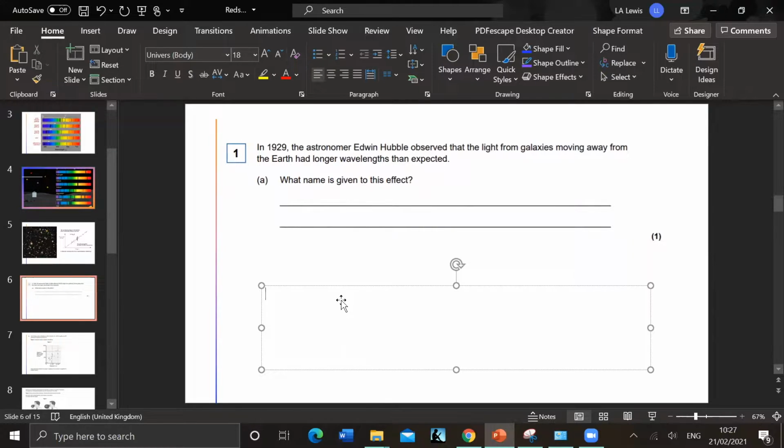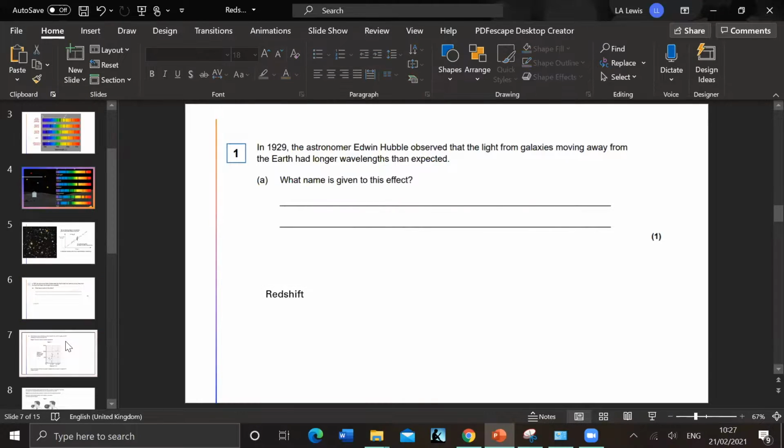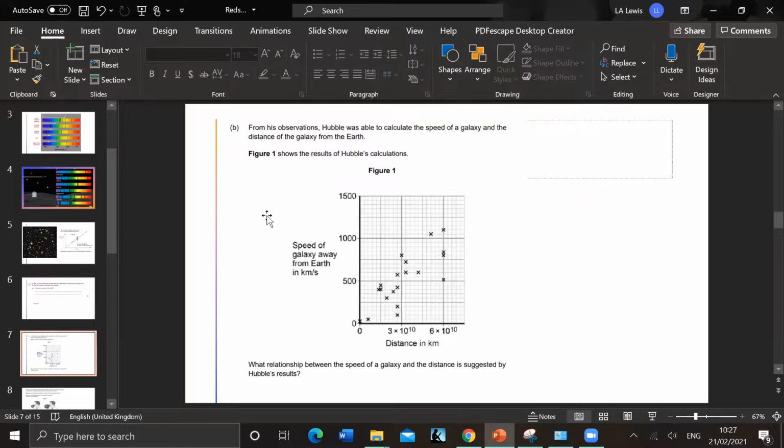The astronomer Edwin Hubble observed that light from galaxies moving away from us, moving away from the Earth, had longer wavelengths than expected. What is the name given to this effect? We know now it's redshift. Okay, 1 mark, easy. Then we get his graph that we just looked at.